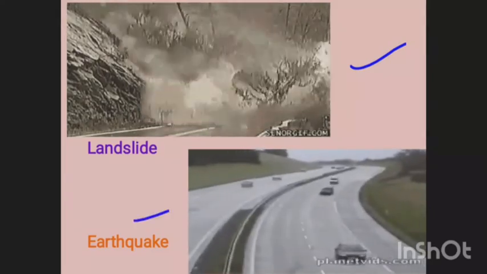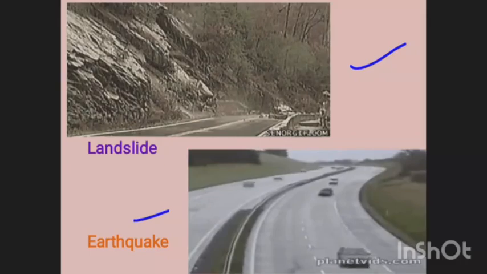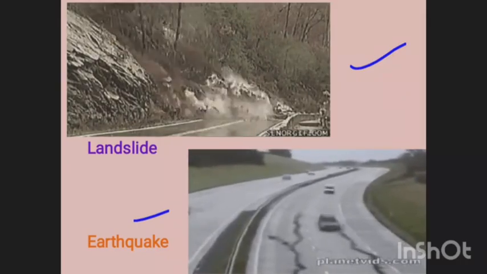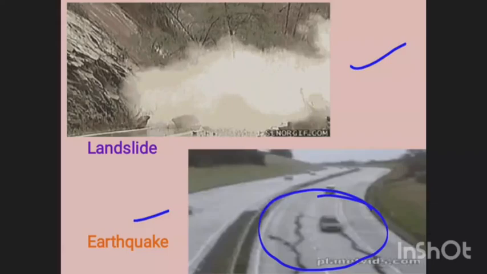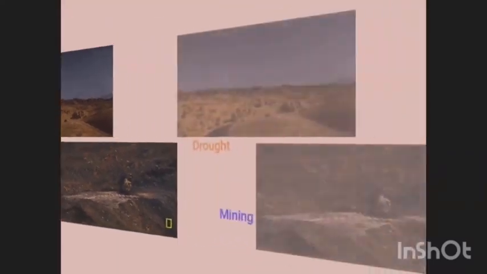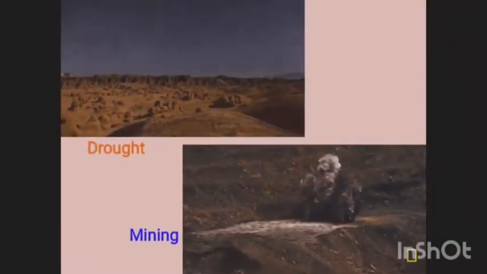Next we have earthquake. An earthquake is a natural disaster that makes the ground cave in. If there are plants right in this spot here, such plants will be destroyed. So earthquake can lead to barren land. Next we have drought. What is drought? Drought simply means when the land does not experience rainfall for a long time. It means lack of water. When there is no rainfall for a long time, it leads to drought.